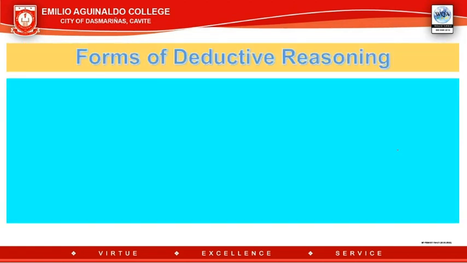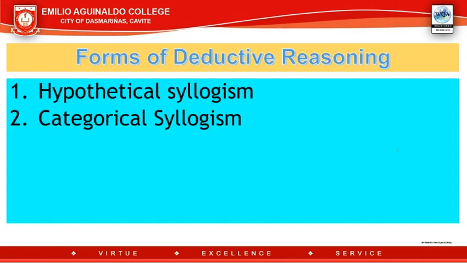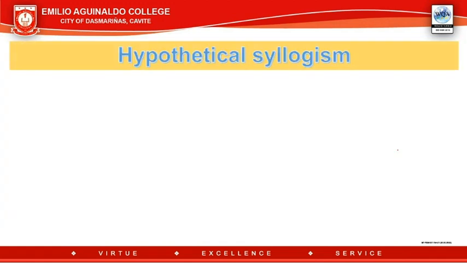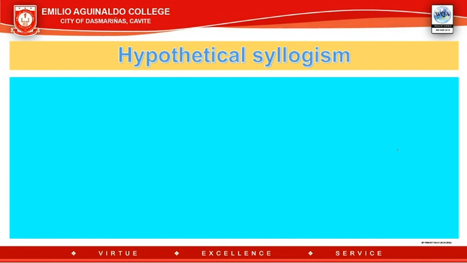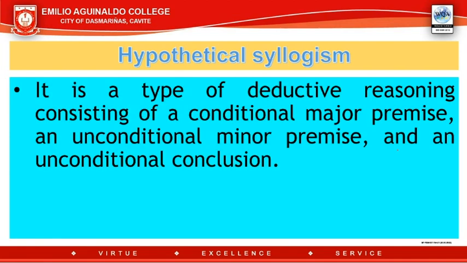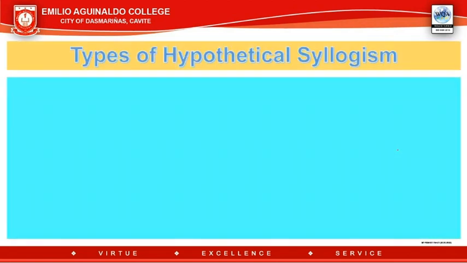We have two forms of deductive reasoning. The first one is using hypothetical syllogism and categorical syllogism. Let's start first with hypothetical syllogism. It is a type of deductive reasoning consisting of a conditional major premise, an unconditional minor premise, and an unconditional conclusion.